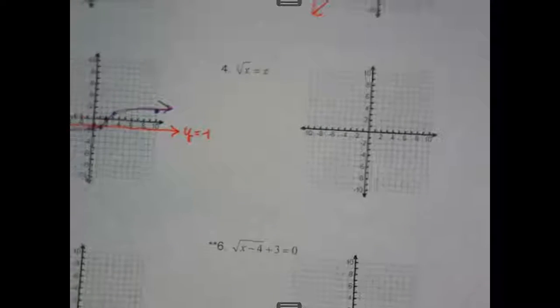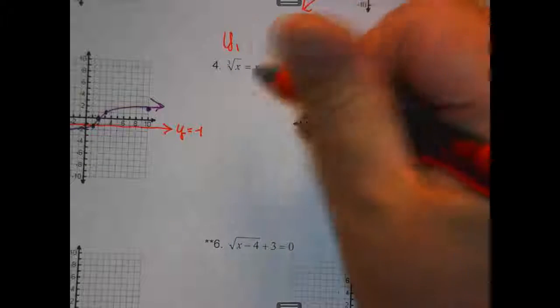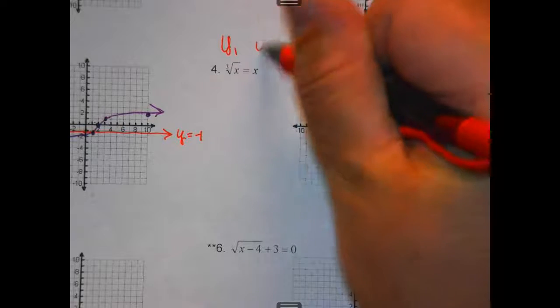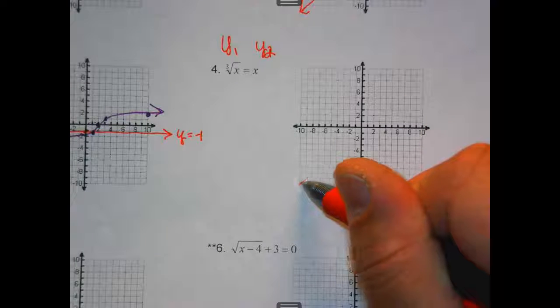Number 4. y1 equals the cube root of x. By the way, that's the parent function for the cube root, right? We did that. There's that y equals x line. So that's that diagonal line.